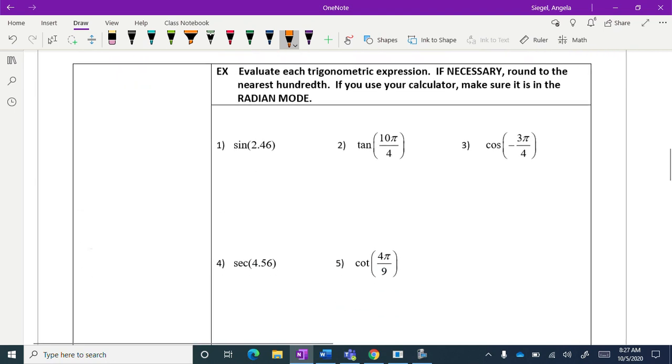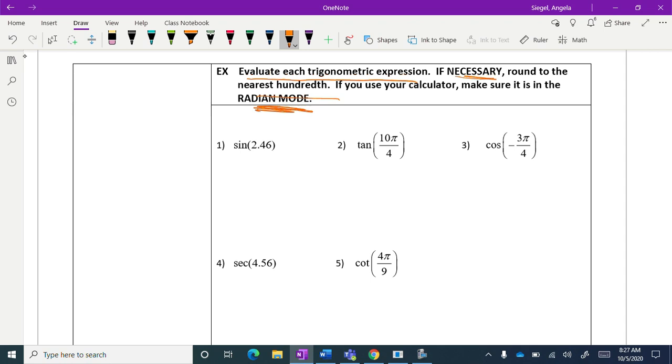Okay, so this next one, we are going to do solely calculator things here and just kind of mess around with what we have. So it says evaluate each trigonometric expression. If necessary, round to the nearest hundredth. Use your calculator and make sure it's in radian mode.